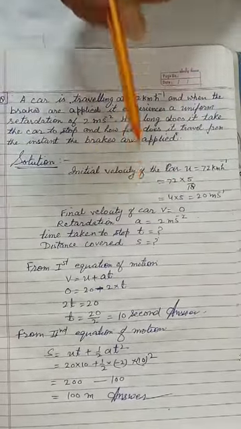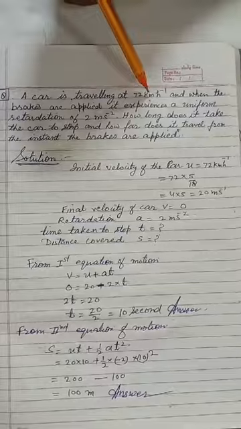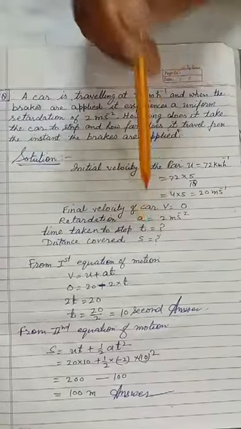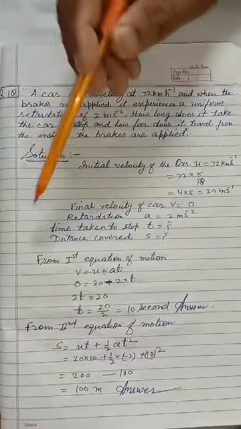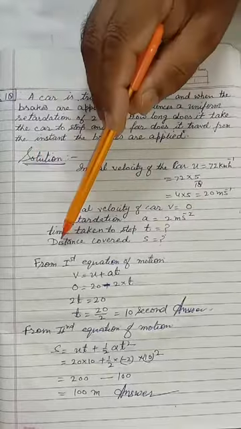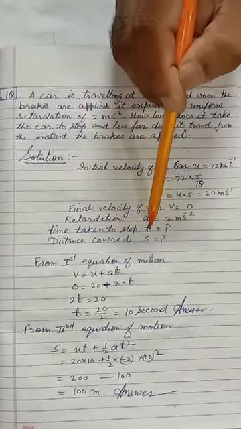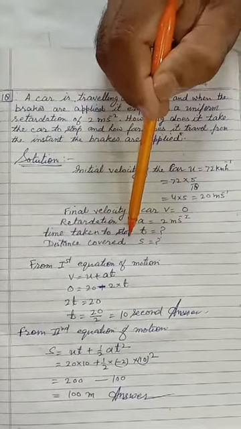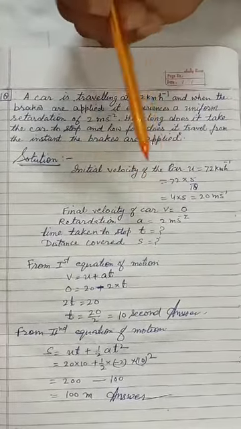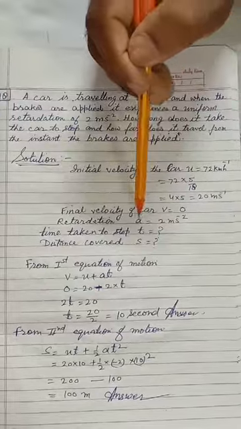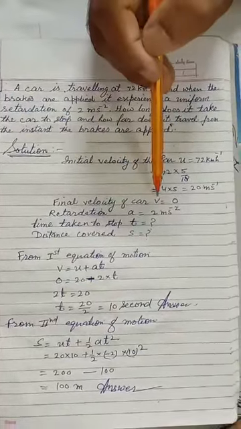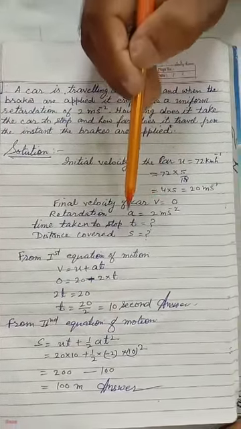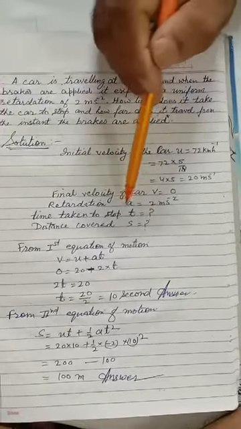So acceleration is negative here because brakes are applied, and the time taken t is what we have to find. We have to find the distance it will cover before coming to rest. So we have to find these two things, time taken to stop and the distance covered. Here we are given u, v and a, these three things are given, and we have to find time t.